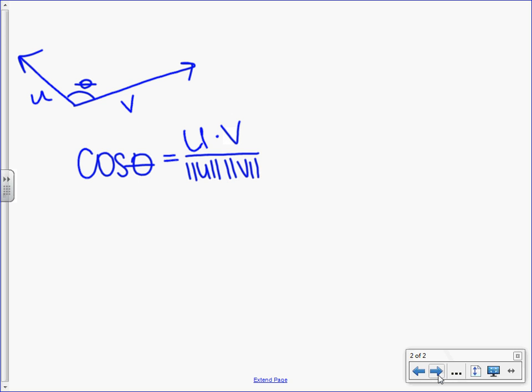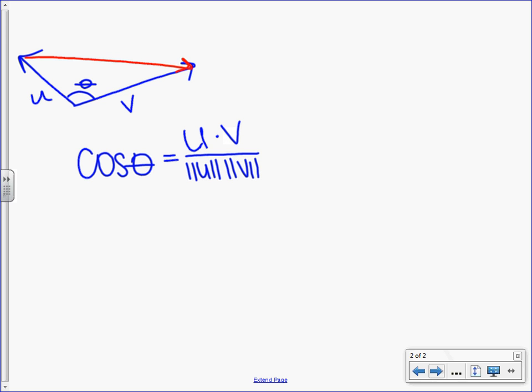Now we could actually prove this by using the law of cosines. What would this vector be right here? Would that be u minus v? Yeah. Okay. And we can use the law of cosines to do that, but I'm not going to take the time. Does that mean v is the long side? No, it's that one. Okay. But we're not going to worry about that today.